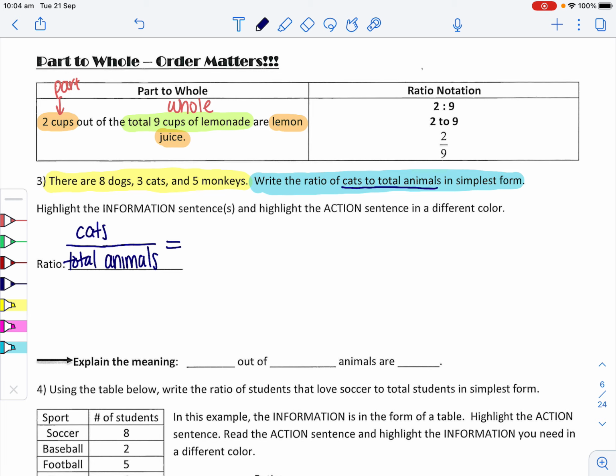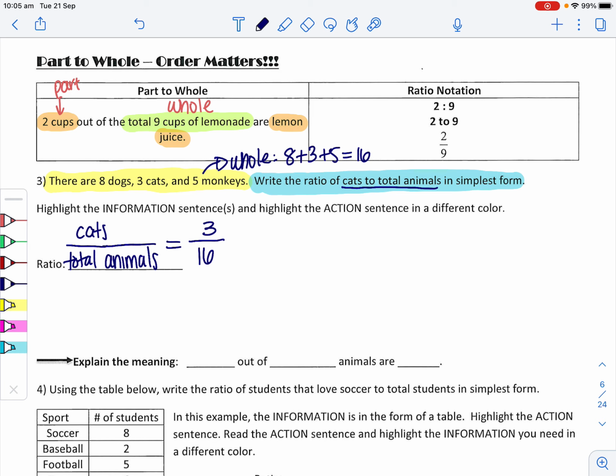Now I'm going to go to my information sentence. It says there are 8 dogs, 3 cats, so that goes on top, and 5 monkeys. Now to get my whole, I'm going to do 8 plus 3 plus 5. So 8 plus 3 is 11, plus 5 is 16. So there are 16 total animals. Now when I go to do the next part, I want to simplify this fraction. 3 out of 16 is already simplified. 3 does not go into 16, so the only thing they have in common is a 1.